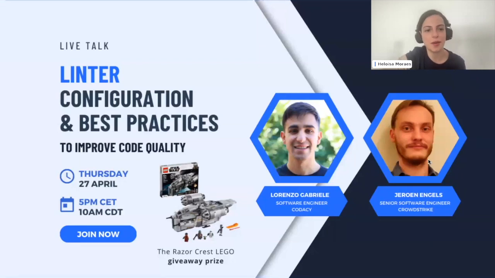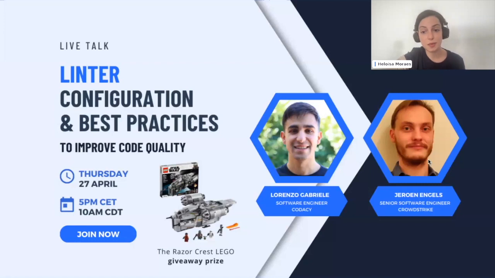This time we're going to talk about linter configuration and best practices to improve code quality. So my name is Eloisa from the Codacy marketing team, moderating this session as always. And with me today is Lorenzo Gabriele. He's a software engineer here at Codacy. Is passionate about creating tools, especially about Scala development. He's involved in many open source Scala projects, joined Codacy a few years ago as a linter maintainer, and is now helping us build the platform to help engineers manage their code quality.